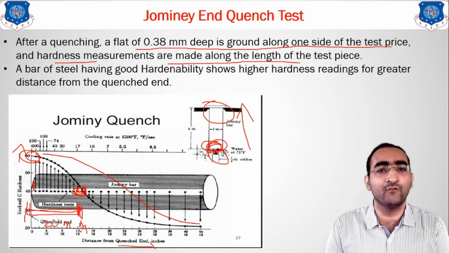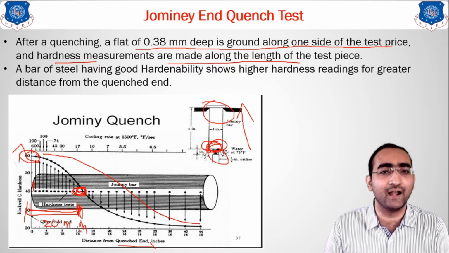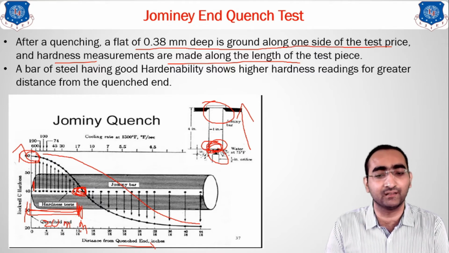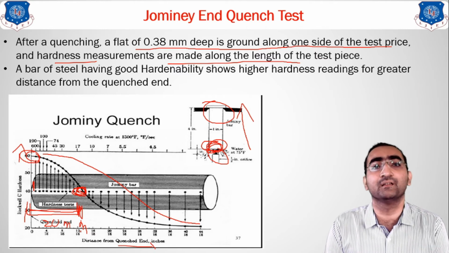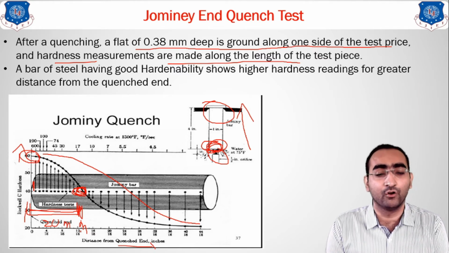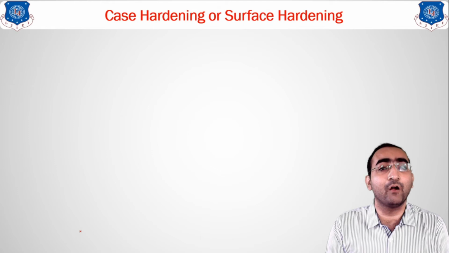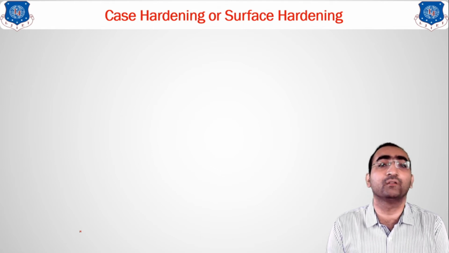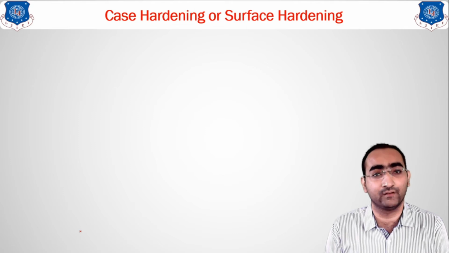So if you want to find out the hardenability, we can go for the Jominy end quench test, and this test is performed in this manner. Clear? So this was about hardenability and how we can find out the hardenability of the material.